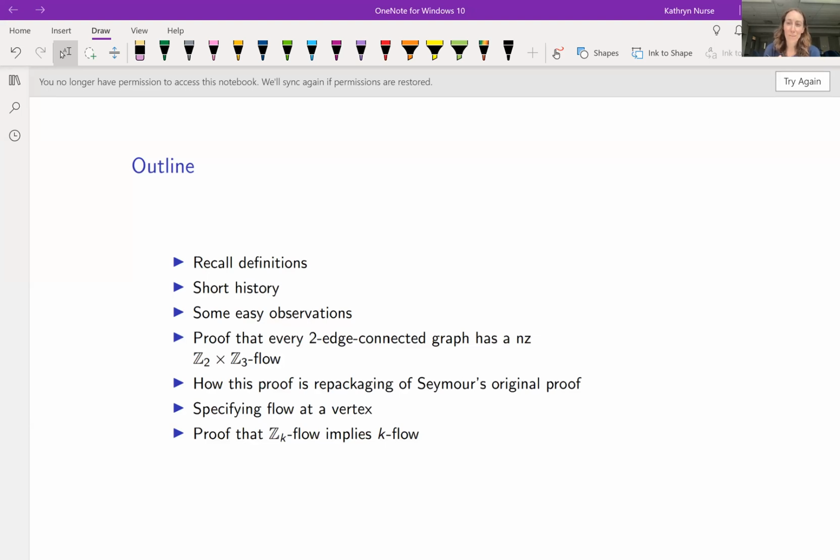And then I probably will disappoint all of you and show you that it's really just a repackaging of Seymour's original proof. Probably people have noticed this. And then I'll show how you can maybe specify some of the flow out of a vertex. It's the same proof as Seymour's original proof, so you can do that with his proof too, I think. And then in the paper, we didn't actually write up how to convert a modular flow to an integer flow, which is the sixth flow theorem. It's an integer flow. So if there's time, I'll give a quick explanation of how to do that.